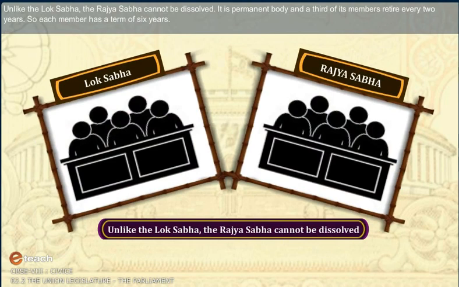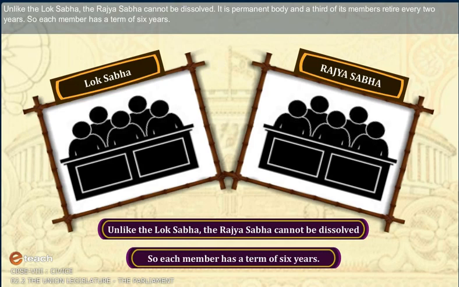Unlike the Lok Sabha, the Rajya Sabha cannot be dissolved. It is a permanent body and a third of its members retire every 2 years. So each member has a term of 6 years.